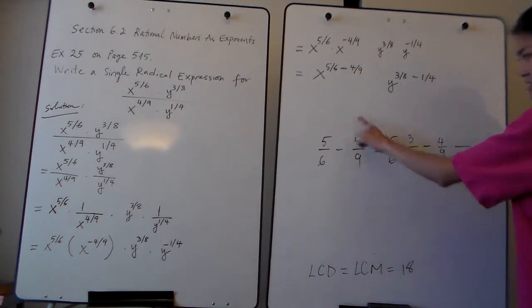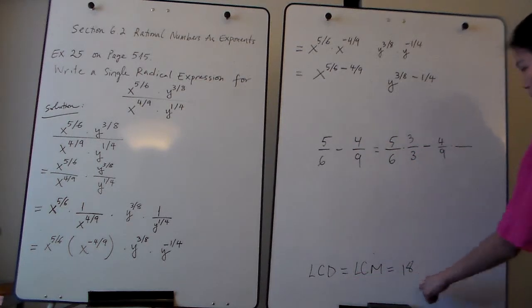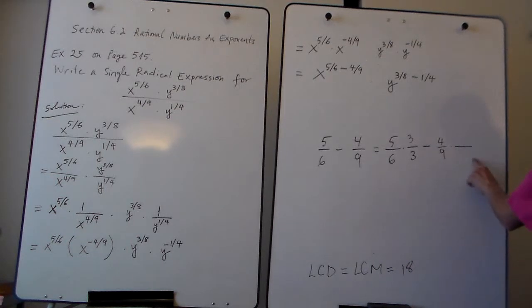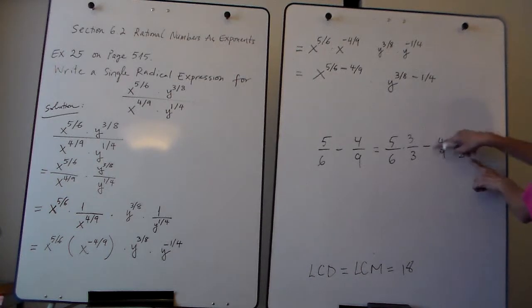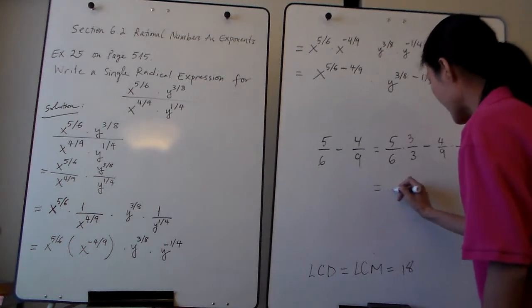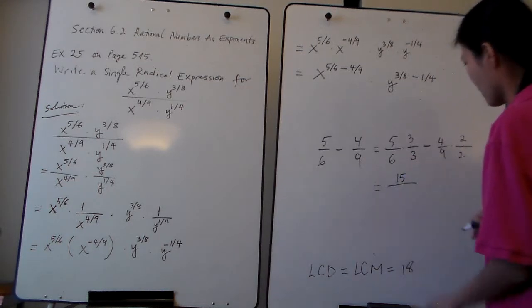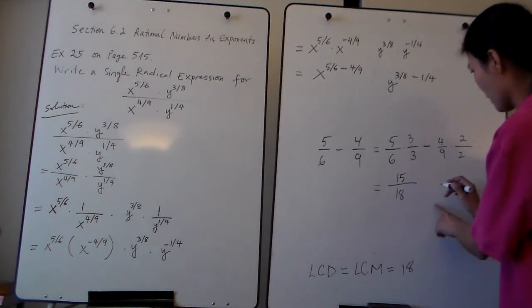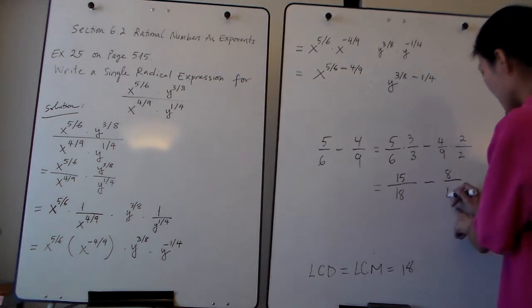Again, I want to convert this second fraction to the form that has denominator LCD 18. So 9 times what is equal to 18? 9 times 2 is 18. Once I multiply the bottom by 2, I need to multiply the top by 2 so that I won't change this second fraction, 4 over 9. Now simplify, I get 5 times 3 is 15, 6 times 3 is 18. Subtract 4 times 2 is 8, 9 times 2 is 18.